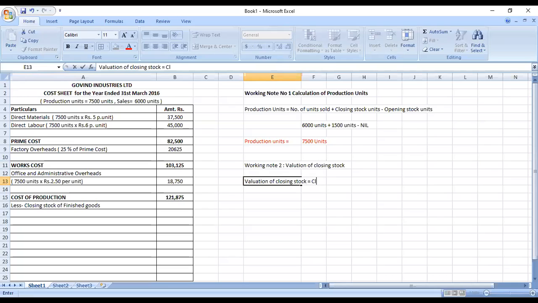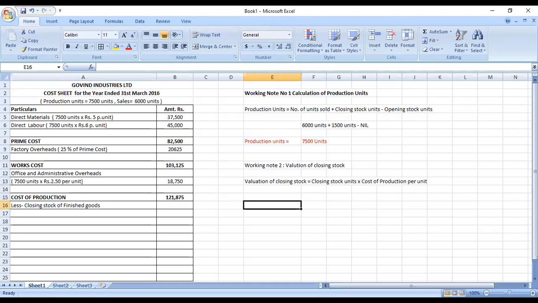Closing stock units multiplied by cost of production per unit. The closing stock is always based on the production cost. In this case, closing stock units you have is 1,500 units. But what about the cost of production per unit? First of all, you have to find out the cost of production per unit.